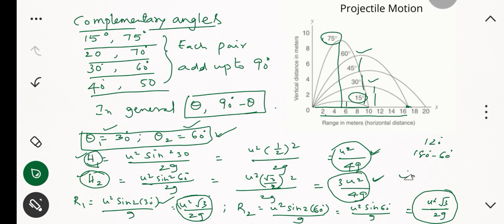That is about maximum height and range problems.